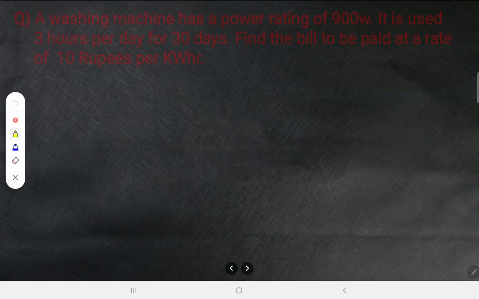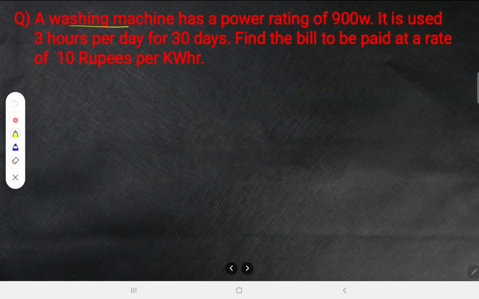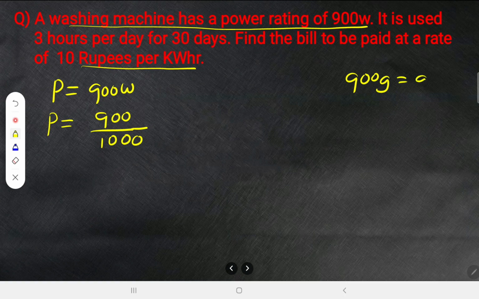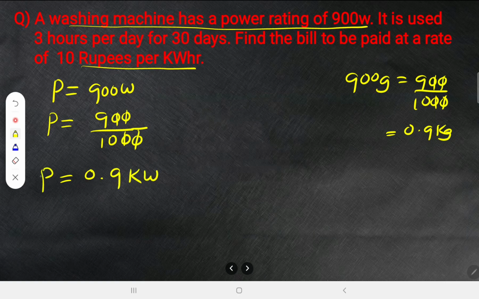All right, fine. Let us take one more question. A washing machine has a power rating of 900 watt. We can keep it in watt only, but at the last they are asking per kilowatt hour, so we must convert this into kilowatt. How to convert watt into kilowatt? Divide by 1000. Just like gram into kilogram: 900 gram is 900 divided by 1000, which is 0.9 kg. Similarly, power becomes 0.9 kilowatt.